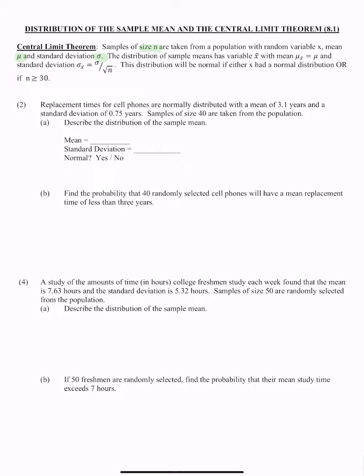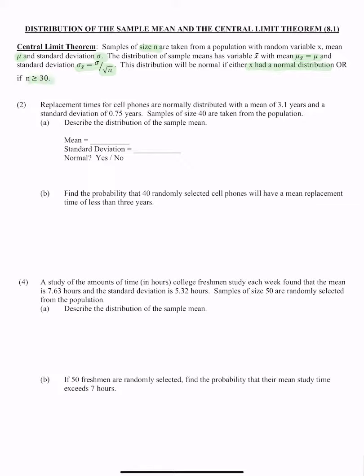Now we also get three new formulas. We get the mean of the new distribution for the sample means, x bar, is mu, the same old mean. The standard deviation changes, that's the adjustment we have to make, where we take the old standard deviation divided by the square root of the sample size. And then the distribution for x bar will be normal if either the original one was normal, x had a normal distribution, or if the sample size was above 30.